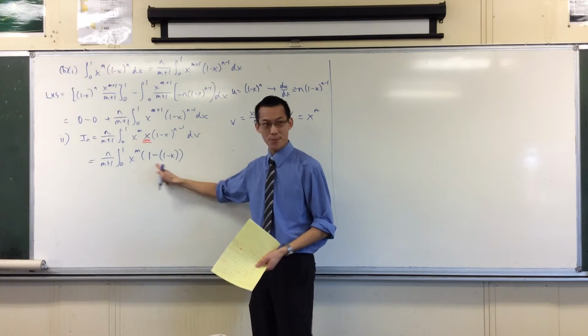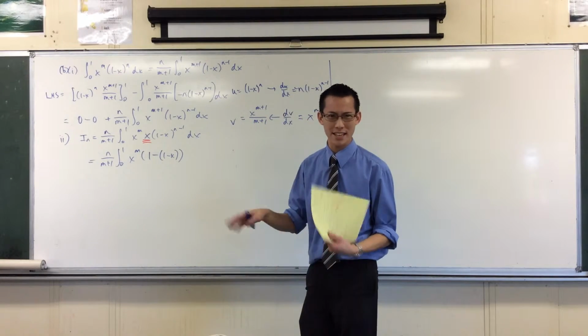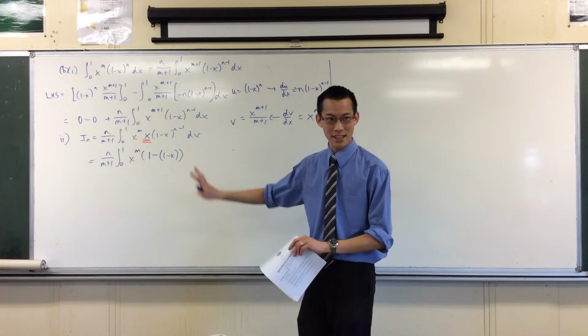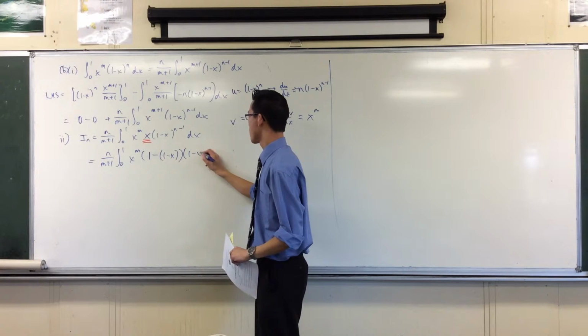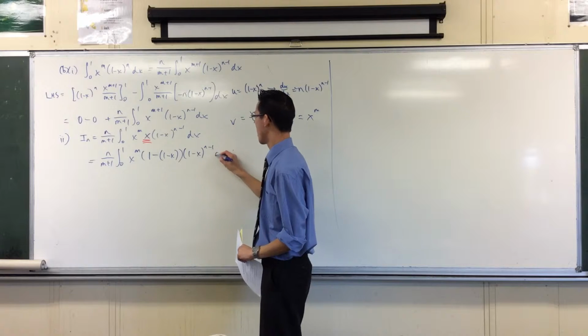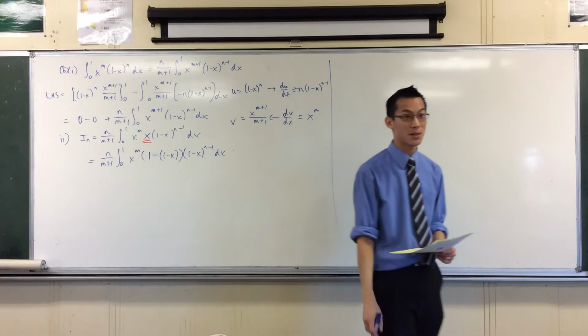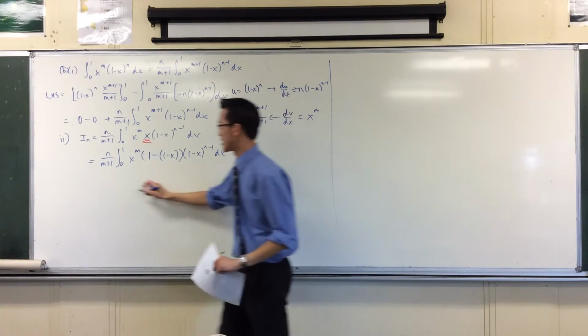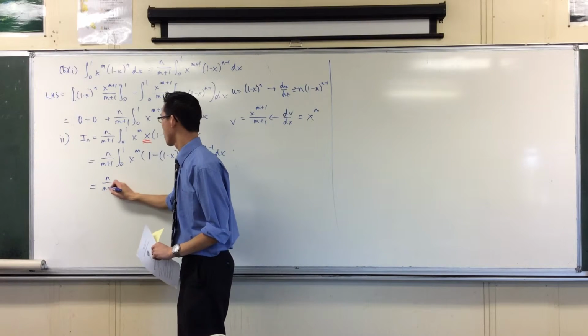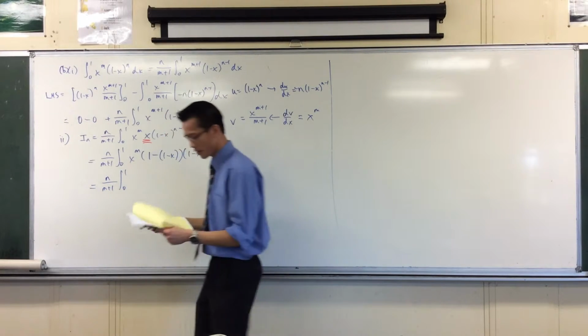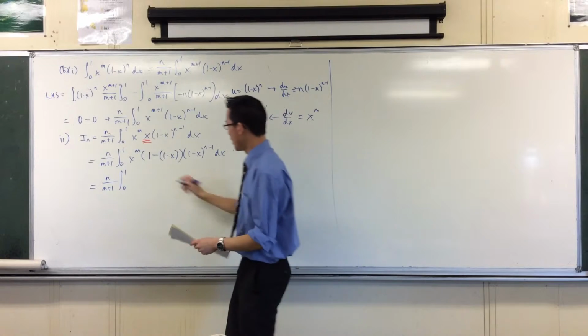So we looked at an example like this before. In fact, we looked at a tricky one with like 3's and 2's in it and that kind of thing, okay? So I think we should have been able to spot this. Then you've got your 1 minus x to the n minus 1 over here, okay? Can you see what's going to happen? Let's have a look. So you've got n over m plus 1. There's your integral.